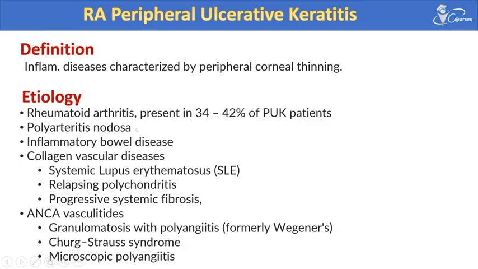The second is other autoimmune diseases, other collagen diseases such as polyarteritis nodosa, also autoimmune diseases related to the bowel like inflammatory bowel disease, collagen vascular diseases such as systemic lupus, relapsing polychondritis, progressive systemic sclerosis, ANCA vasculitis, or antineutrophil cytoplasmic antibody vasculitis, like granulomatosis with polyangiitis, which was called Wegener granulomatosis, Churg-Strauss syndrome, and microscopic polyangiitis.